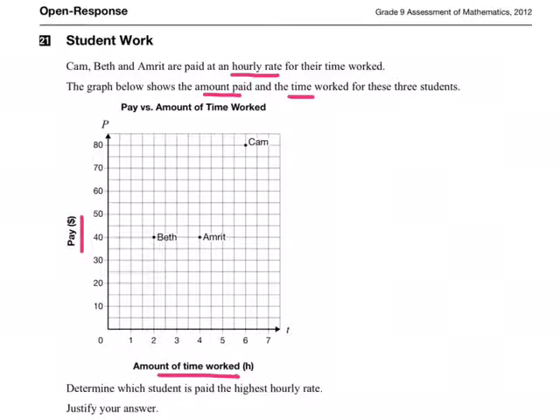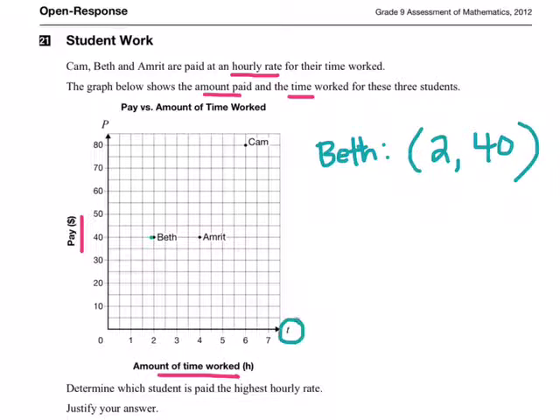So what information can you tell me about, let's start with Beth. What do we know about Beth just by looking at the graph? Where is this point located? What is the coordinate of that point? Let's write that to begin with. This point, read as a coordinate, is located at (2, 40). It's labeled T and P, which means that 2 represents the time she worked in hours, and 40 represents her pay. So if Beth works for 2 hours, she gets $40.